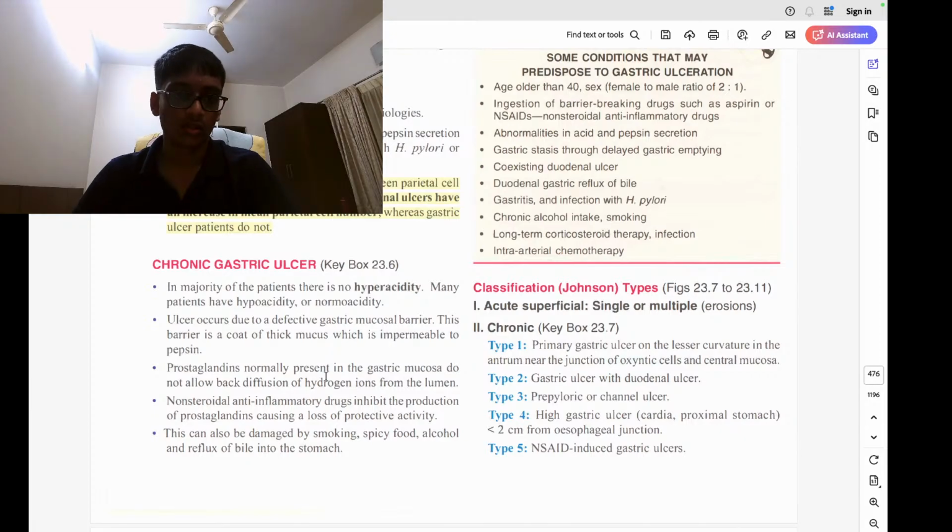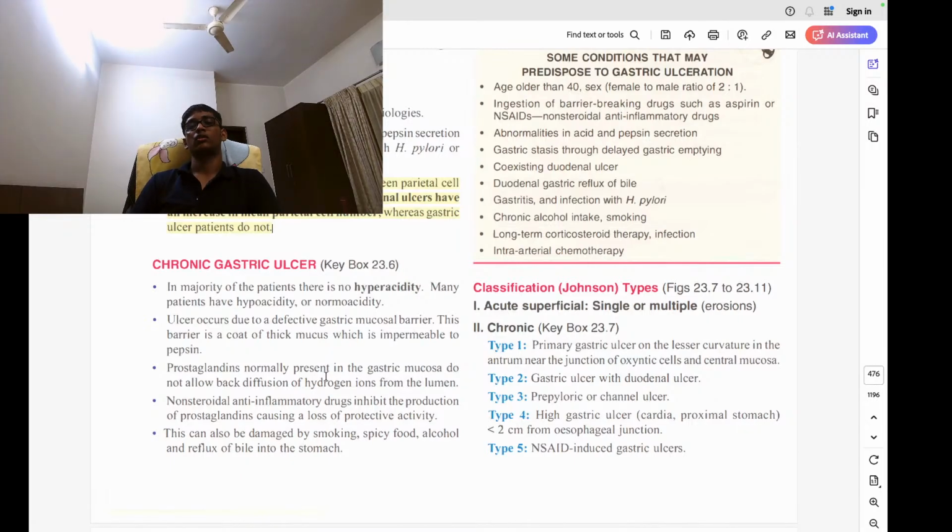Then chronic gastric ulcer: in the majority of patients there is no hyperacidity. Many patients have hypoacidity or normoacidity. It also occurs due to a defective gastric mucosal barrier. This barrier is a coat of thick mucus which is impermeable to pepsin. Prostaglandins normally present in gastric mucosa do not allow back diffusion of hydrogen ions from the lumen. NSAIDs inhibit the production of prostaglandins, causing a loss of protective activity.